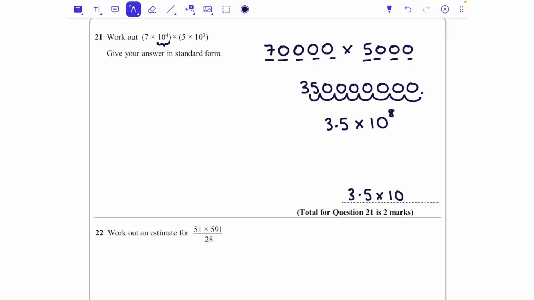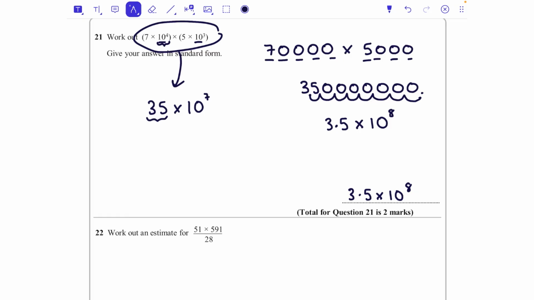Now, that is quite long to write all that out. There is an easier way, and that would just be to take this. 7 times 5 is 35, and we saw in the previous question that when we times, we add the powers if the base numbers are the same. So 10 to the power of 4 times 10 to the power of 3 is 10 to the power of 7, but that is not in standard form.